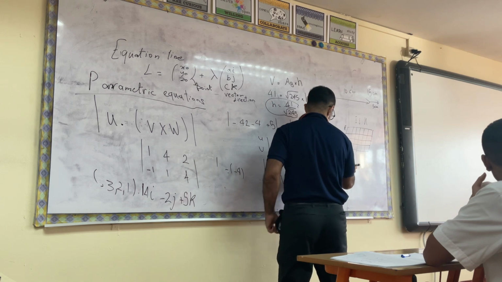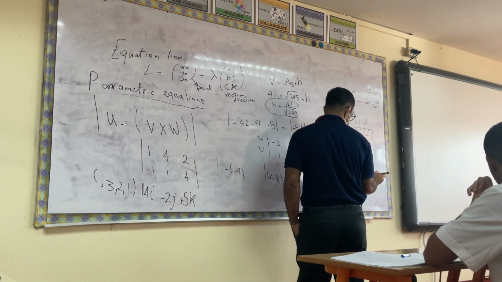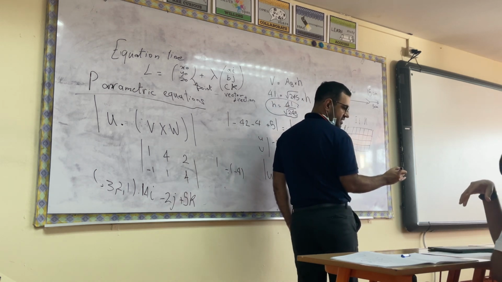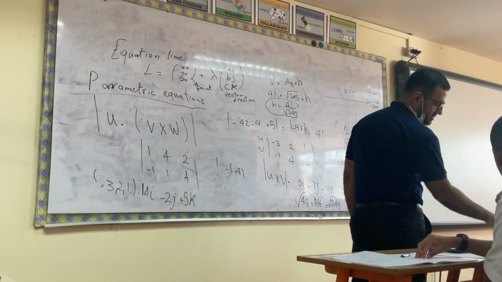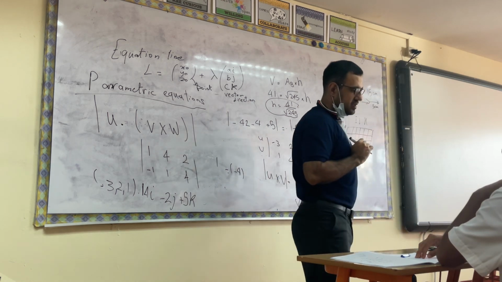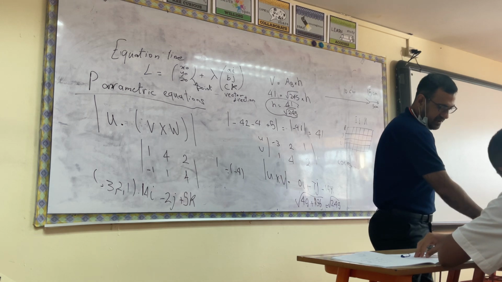Is it cos theta i plus sine theta j, or is it the dot product? What I follow is this one. This one I found it already, right?